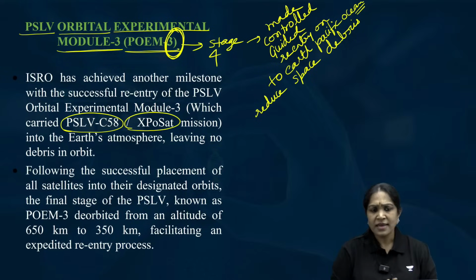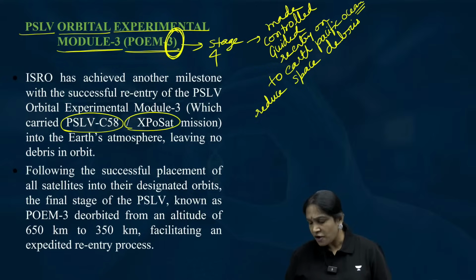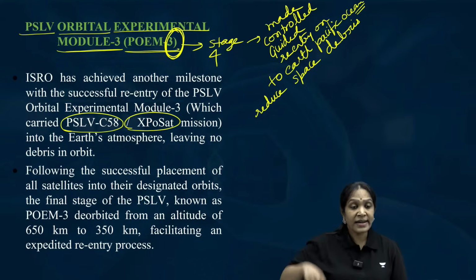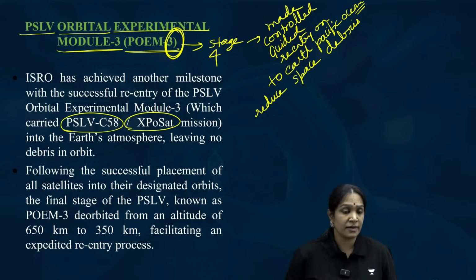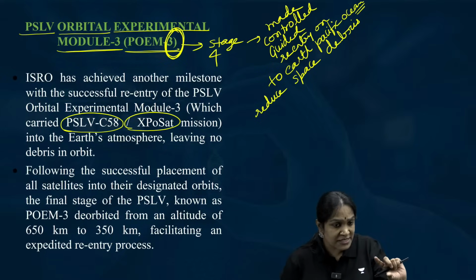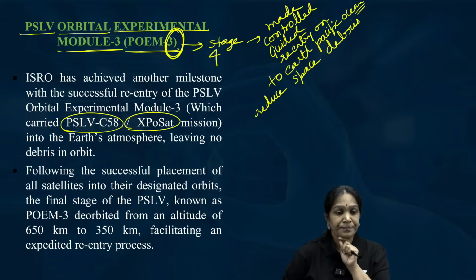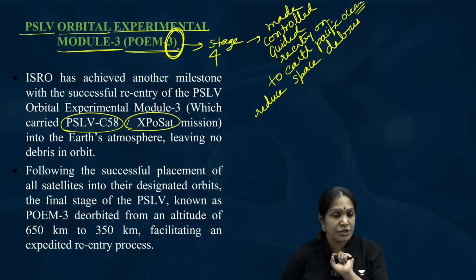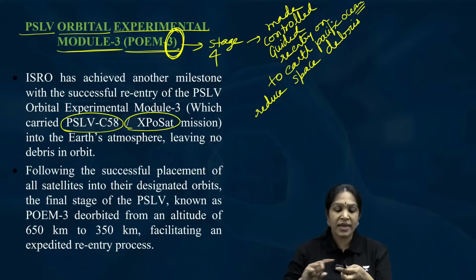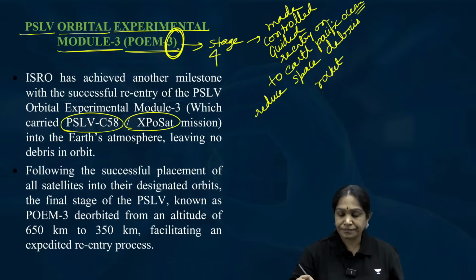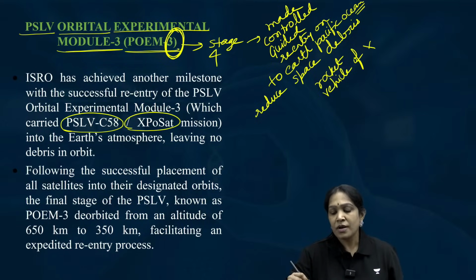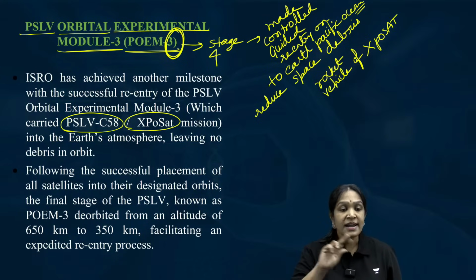Answer this question. Let me check how much you are understanding. Did XPoSat fall into the Pacific Ocean? No. The rocket, that is the vehicle of XPoSat. XPoSat did not fall in the Pacific Ocean.